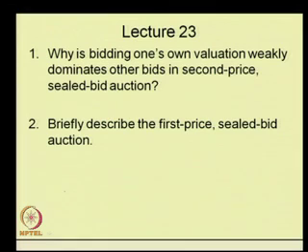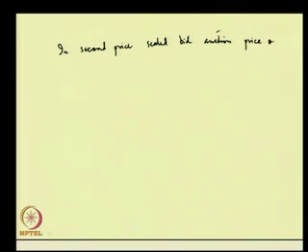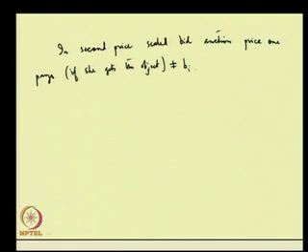Why does bidding one's own valuation weakly dominate other bids in the second price sealed bid auction? So, in the second price sealed bid auction, the price one pays if she gets the object is not equal to Bi. Because the price that I pay, if I get the object, is not my bid, but the second highest, the highest price of the other players. So, this is why this is called the second price sealed bid auction.